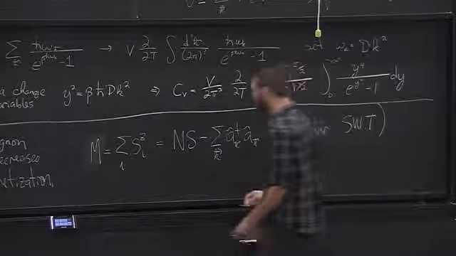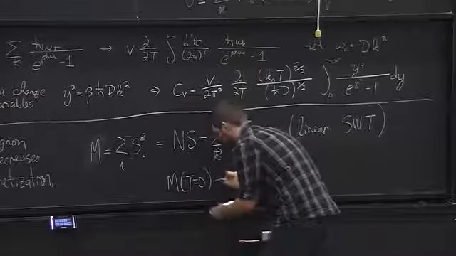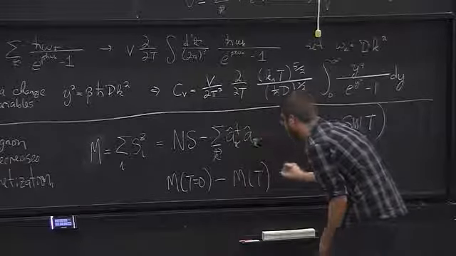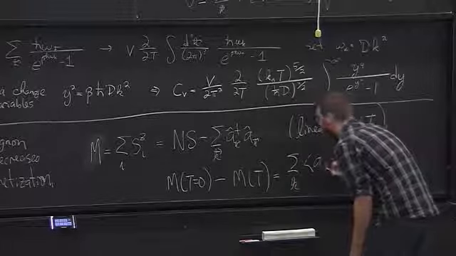So let me calculate the decrease in magnetization, which is just M at T equals 0 minus this thing. So all I want is the expectation value.